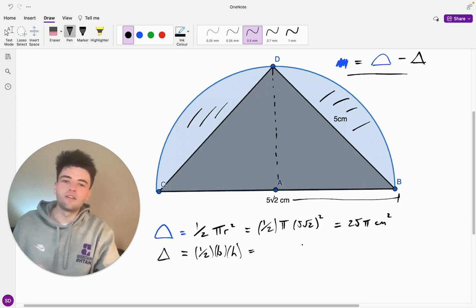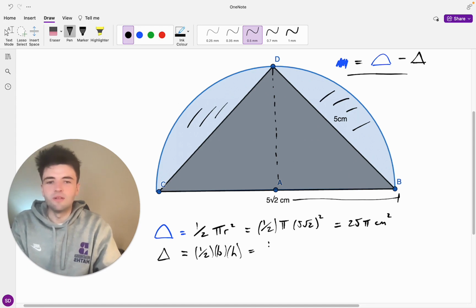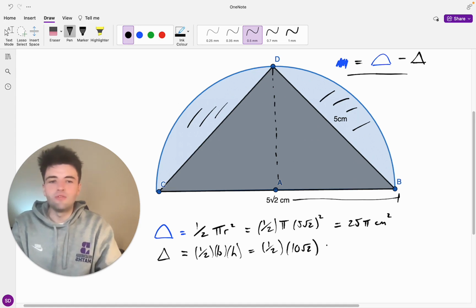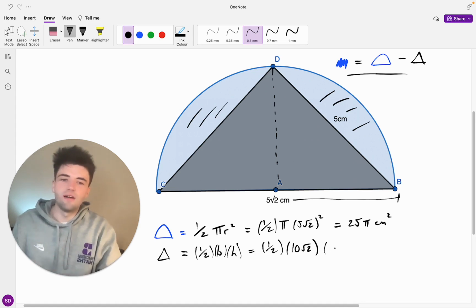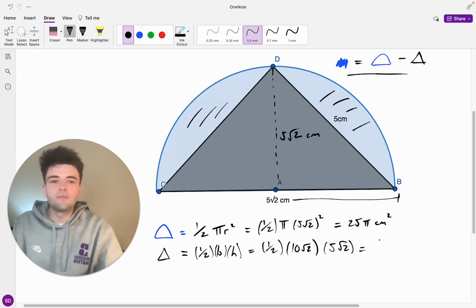And the area of the triangle is just going to be a half times the base times the height. And so we can just label those now as well. So we've got a half times the base, which we know is going to be 5 root 2 or 10 root 2. So that's just twice our radius. And then we've got to multiply by the height. And we also know that the height is the same value as the radius because this is just a semicircle. And so we know this length here, if you can see there in the shaded area, is also going to be 5 root 2 centimeters. And when we plug that in, we're just going to get a value of 50. So we've got 50 centimeters squared as our area of our triangle.